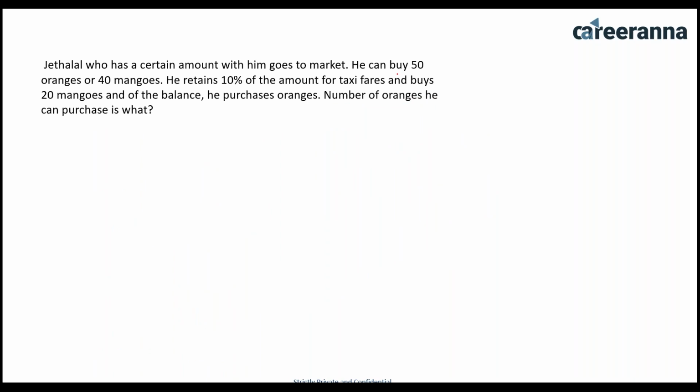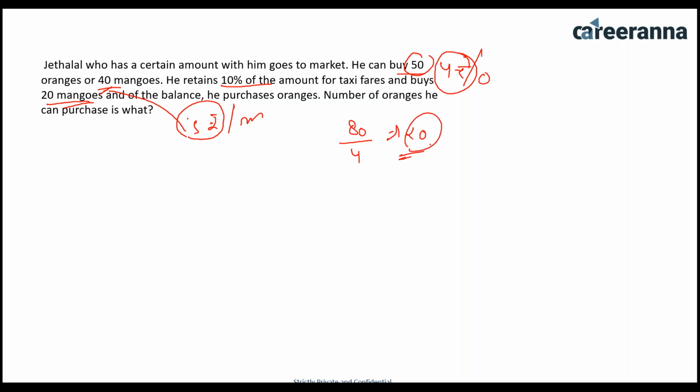So I see that this is 50 oranges, 40 mangoes. I can easily calculate the LCM of these numbers, 200. That means 50 oranges, so I know 4 rupees per orange and 5 rupees per mango, right? Now, as per the question, I have to subtract 10%, so it would be 180, and out of that I have purchased 20 mangoes of 5 rupees each, so 100 is gone. I have 80 left in my hand. With 4 rupees per orange, I can calculate. It's very easy, and it is 20. So hardly 50 or 60 seconds, maximum 60 seconds.